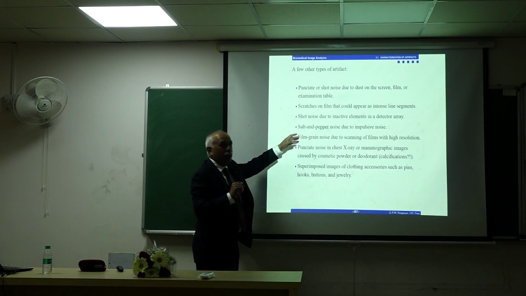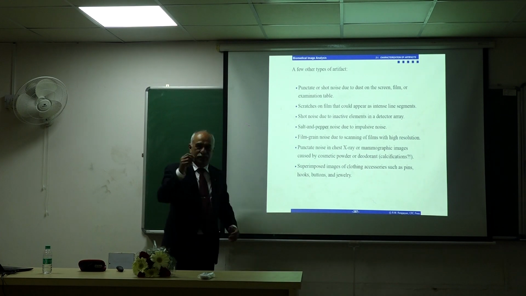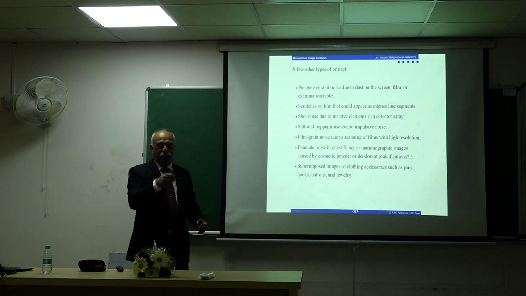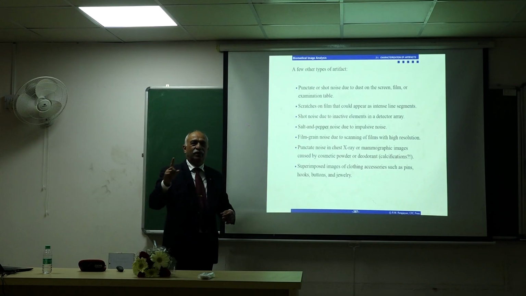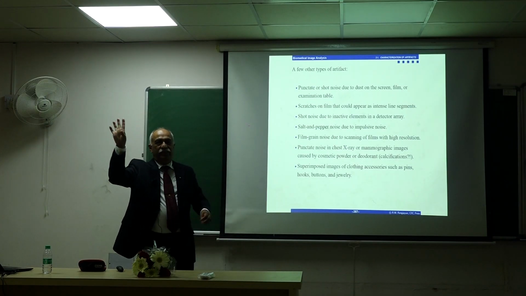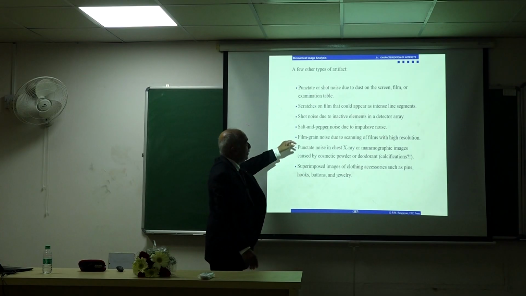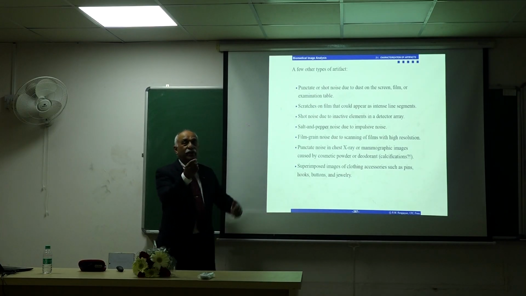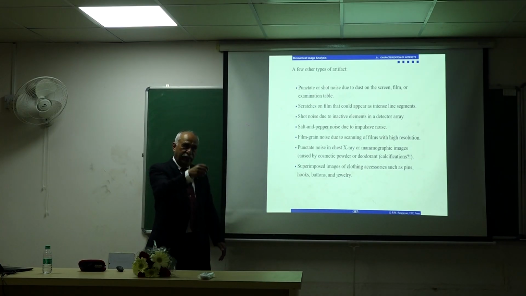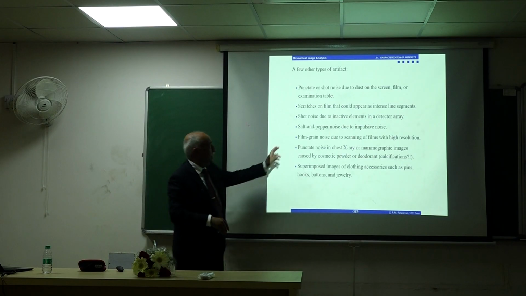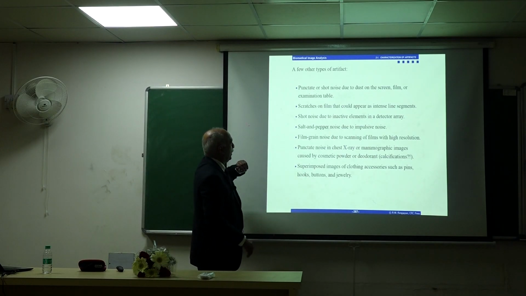Salt and pepper noise is due to impulsive noise. Salt is bright and pepper is black, an inactive element, or one that is saturated and left there. Film grain noise is due to scanning films at high resolution. You may get patterns of the grain, the silver halide grain crystals, on top of the image details. So that is film grain noise.